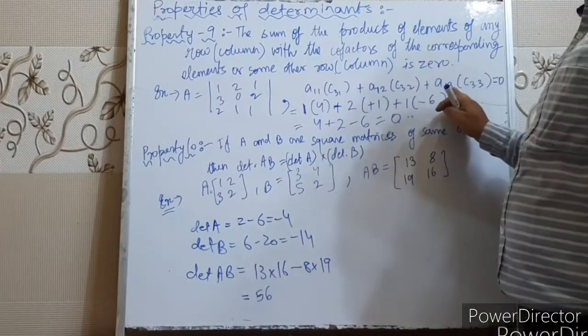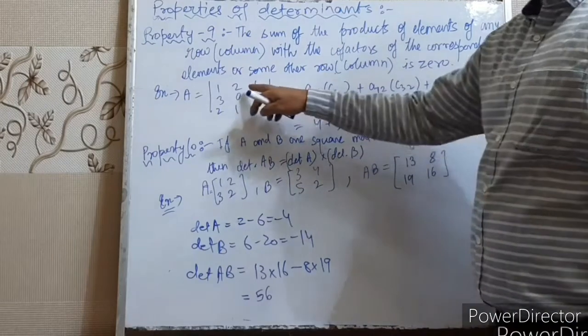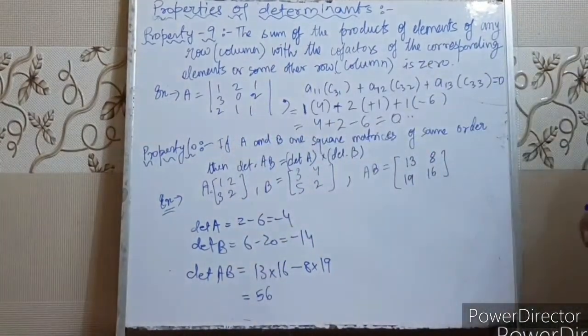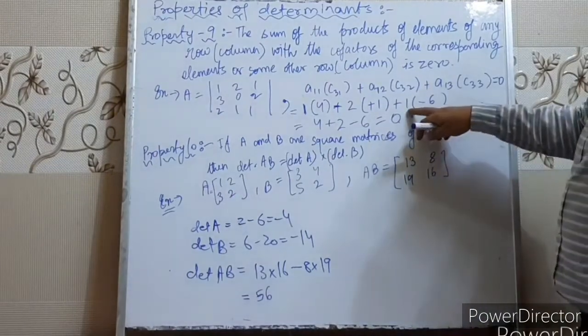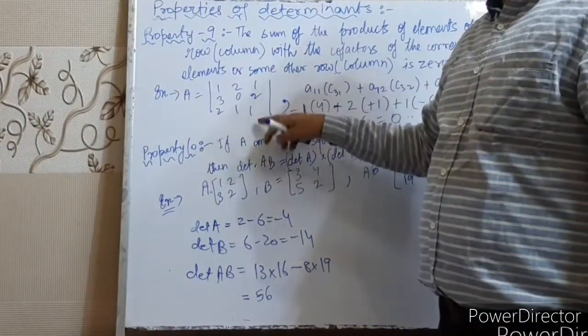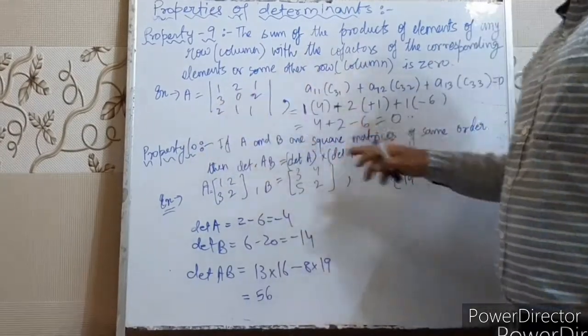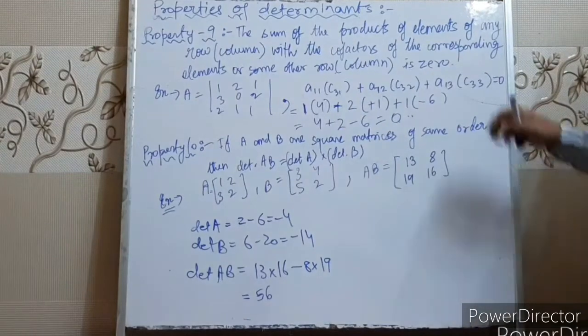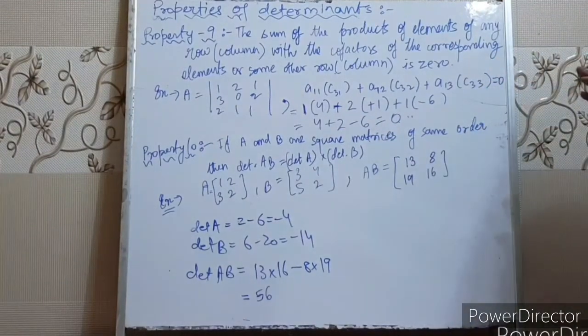Now for this product, first row, third column into the cofactor of third row, third column. First row, third column, we have element 1. If you calculate the cofactor of third row and third column, this row and this column get cancelled. 1 minus 6 will be minus 6. So you can see clearly the result is 0. Hence this property is true. We have verified this property.